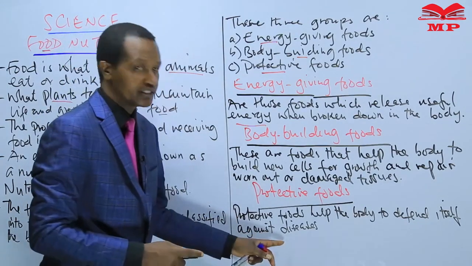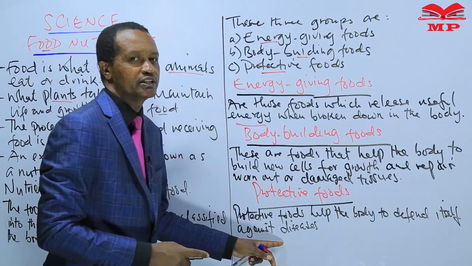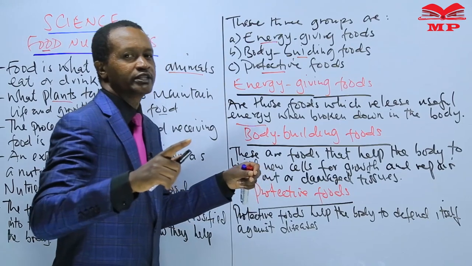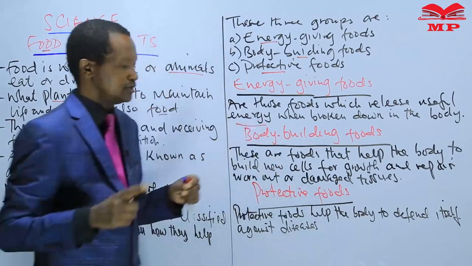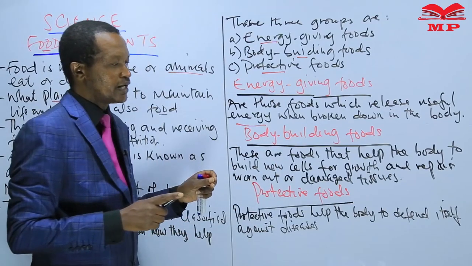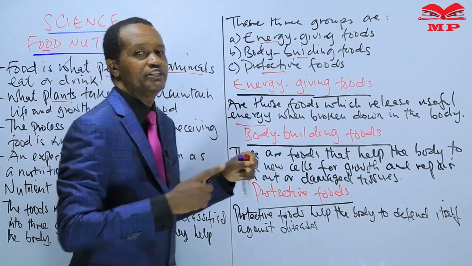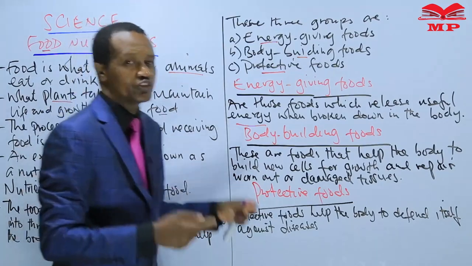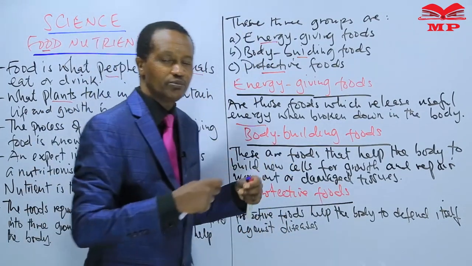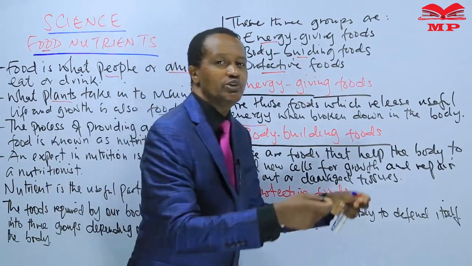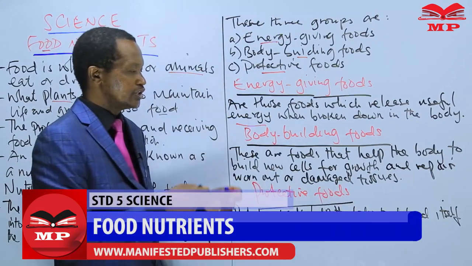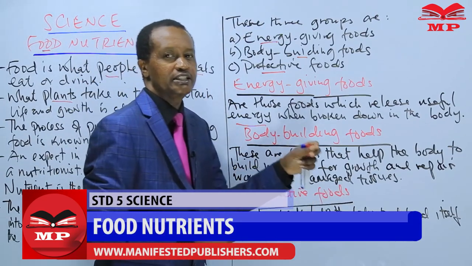Now, these diseases, learners, are caused sometimes by lack of certain nutrients in the body. There are some diseases that may be caused by deficiency or lack of some nutrients in the body. If the body does not receive certain nutrients, then that body will easily get diseases.